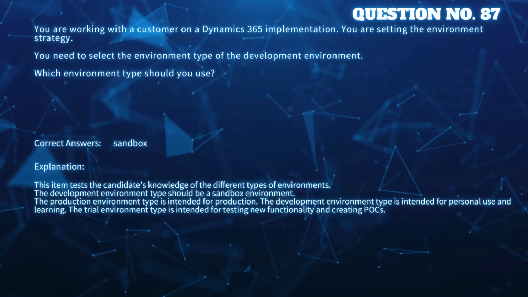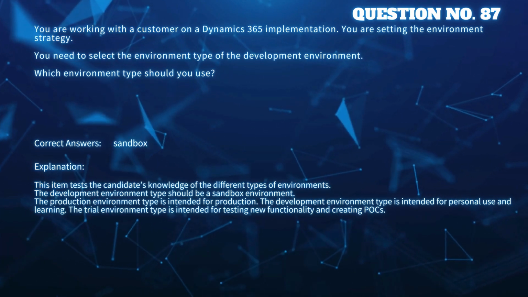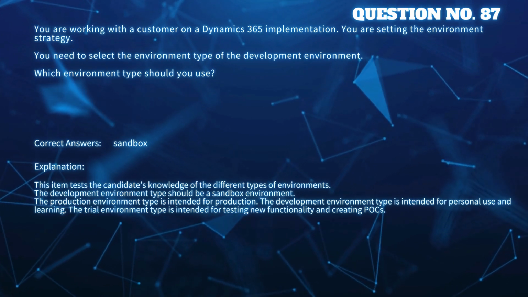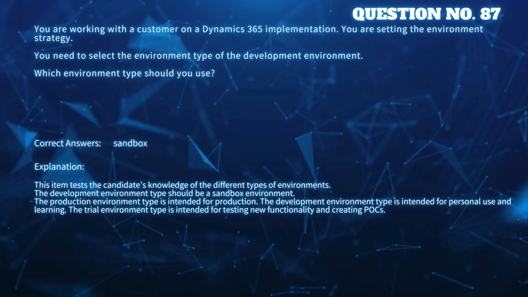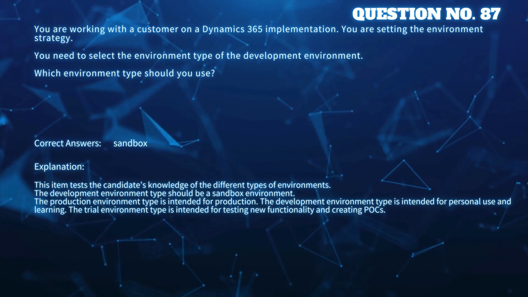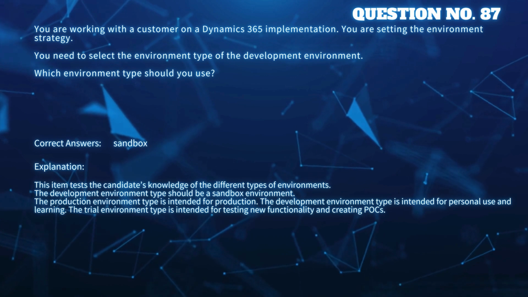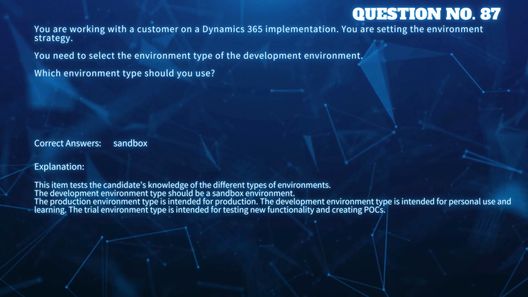Correct answers: Sandbox. Explanation: this item tests the candidate's knowledge of the different types of environments. The development environment type should be a sandbox environment. The production environment type is intended for production. The development environment type is intended for personal use and learning. The trial environment type is intended for testing new functionality and creating POCs.